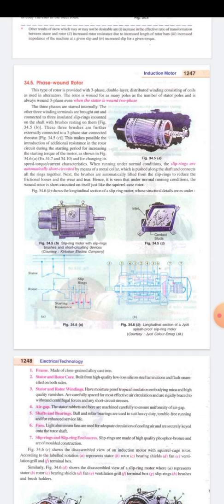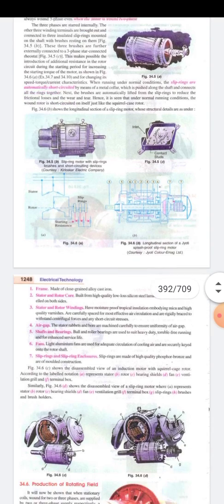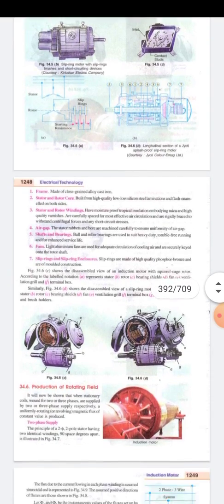The rotor is wound for as many poles as the number of stator poles and is always wound three-phase even when the stator is wound two-phase. Now let us discuss the frame.